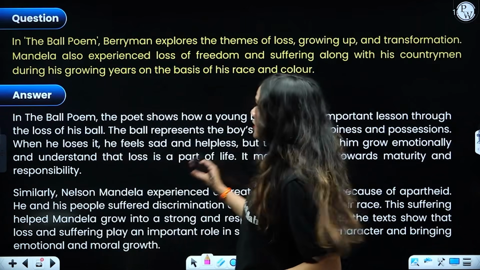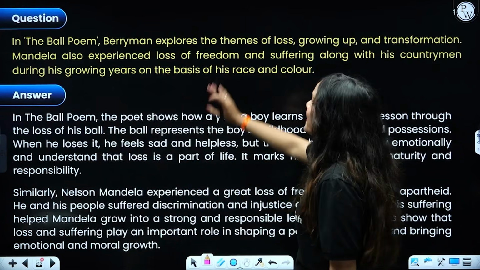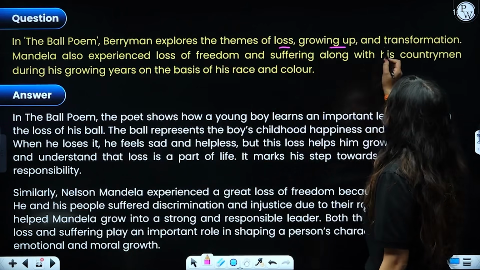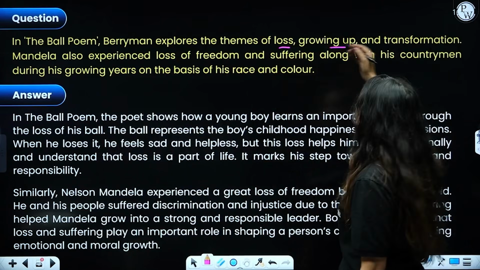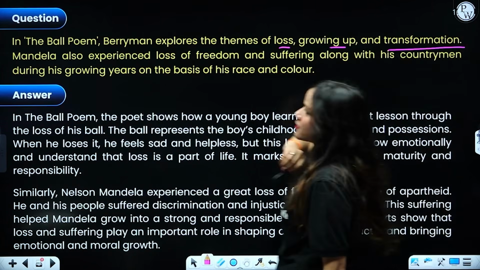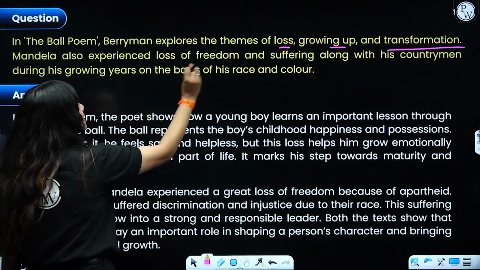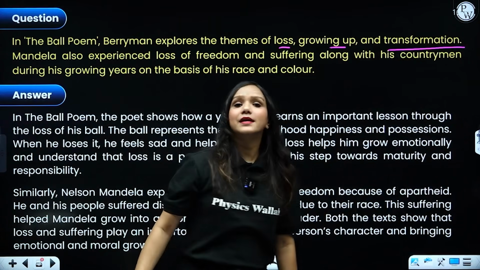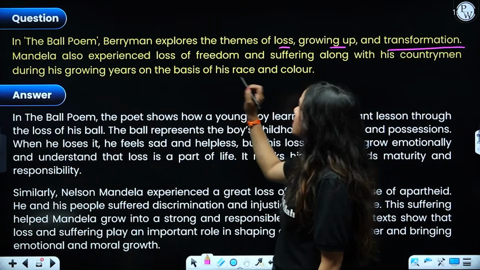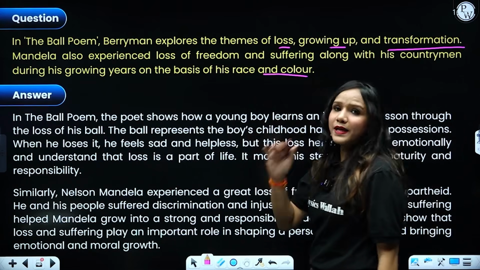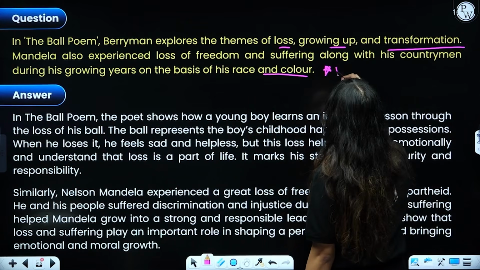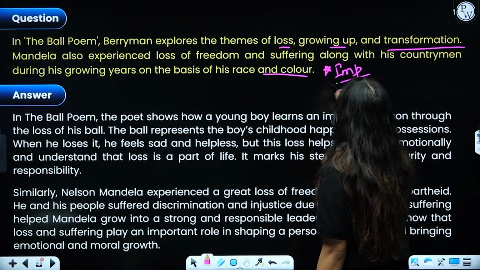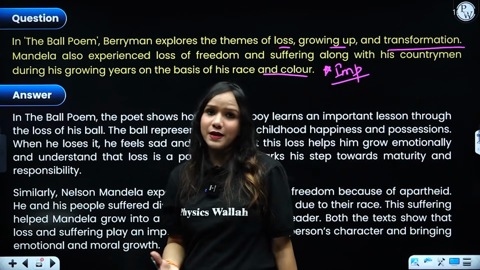Now, a very important question from this lesson. In the whole poem, Berryman explores the themes of loss, growing up, we just discussed these adjectives in the previous question as well, and the feeling of transformation. Mandela also experienced loss of freedom and suffering alongside his countrymen during his growing years on the basis of race and color. Very, very important and very interesting question that covers two important and core lessons of your textbook, right?